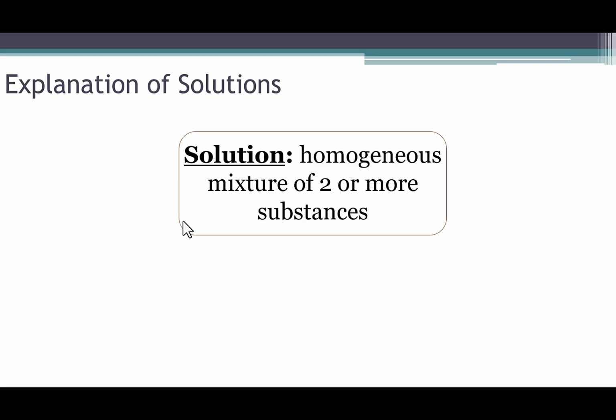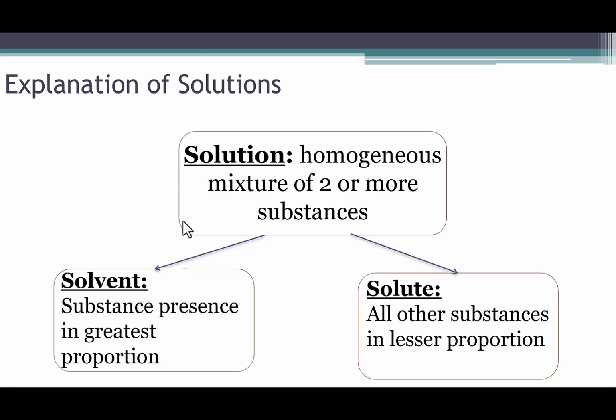So just as a reminder, solution, the definition is a homogeneous mixture of two or more substances. So homogeneous was a term we experienced back in chapter 1. So homogeneous means uniform throughout. So when I take these molecules and I put them into a beaker of water, it's still going to look uniform throughout. It's going to look the same from top to bottom. There's going to be two or more substances in there, and we're going to have names for each of those. And these will be terms that I use, so make sure that you do know them.